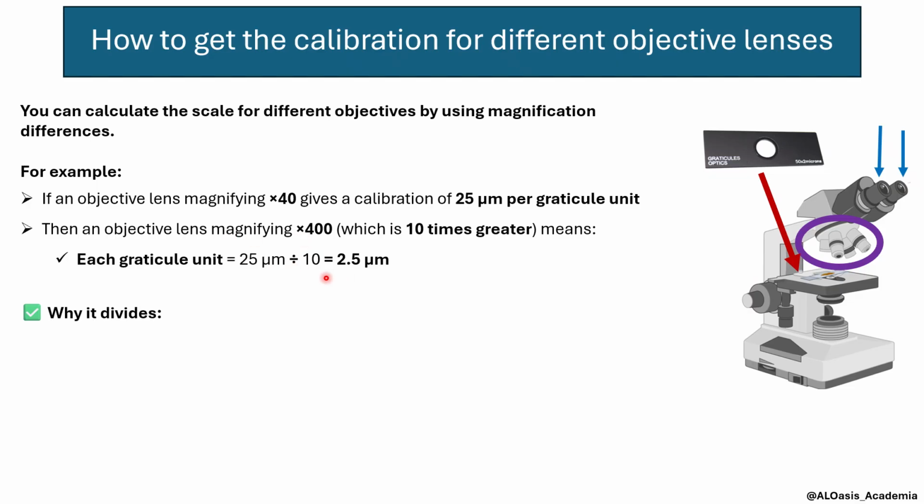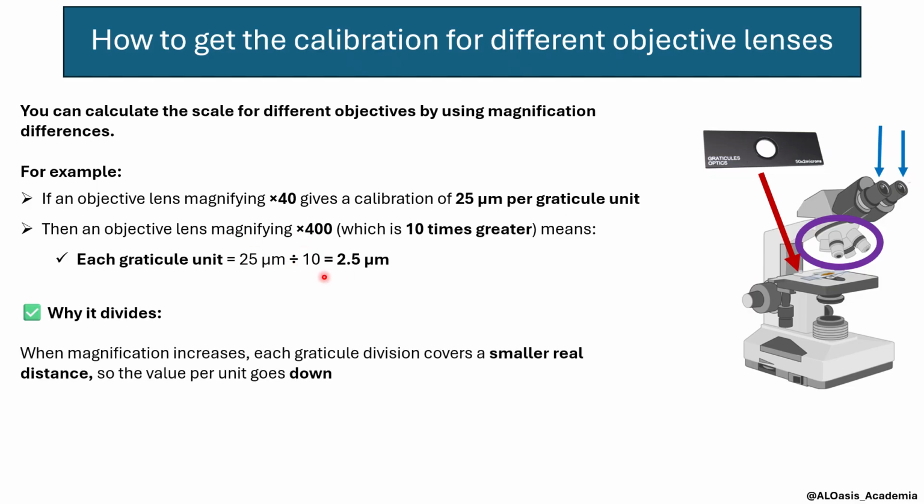So why did we divide by 10? The simplest answer is that when magnification increases, each graticule unit will cover a smaller real distance, so the value per unit goes down. As we said, if the increase in magnification was 10 times, then the same decrease will happen in the graticule units, by the same factor. If the increase is 10, then you divide by 10 for the graticule units, and you get a new calibration.